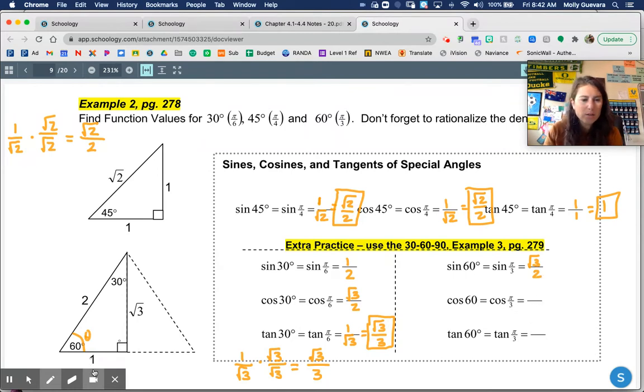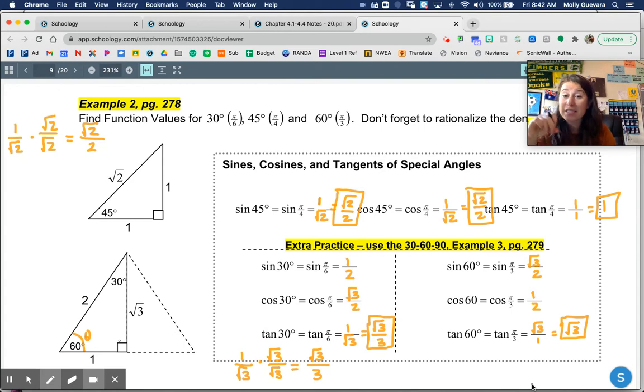My cosine is adjacent, so 1 over hypotenuse, which is 2. And my tangent is opposite, which is root 3, over adjacent, which is 1. And root 3 over 1 is just root 3. And that's okay, right? It's not on the bottom of a fraction, so that's fine.